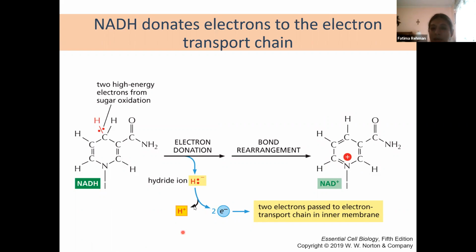And so, from the hydride ion released, you get a proton and two electrons. Those two electrons get transferred into the electron transport chain, and the proton gets shuttled out into the intermembrane space. So each NADH gives off a single hydride ion that is then going to provide two electrons and one proton in the system. The electrons get passed to the electron transport chain, and the protons get shuttled to the outside intermembrane space.